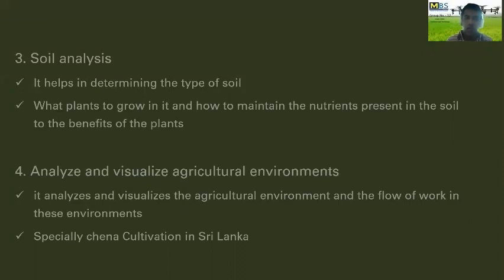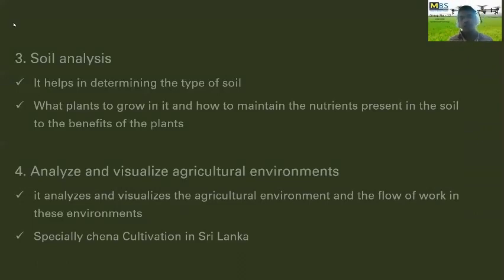Third one is soil analysis. We know that in agriculture it is an important thing. The Sri Lankan traditional method used for this is chemical analysis, but we can use satellite-based GIS for soil analysis. It is also important for our farmers to identify their growing patterns and nutrient contents.